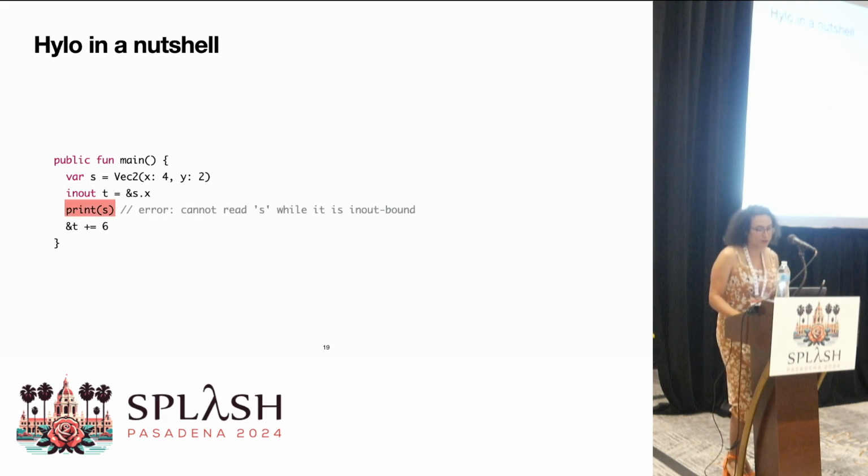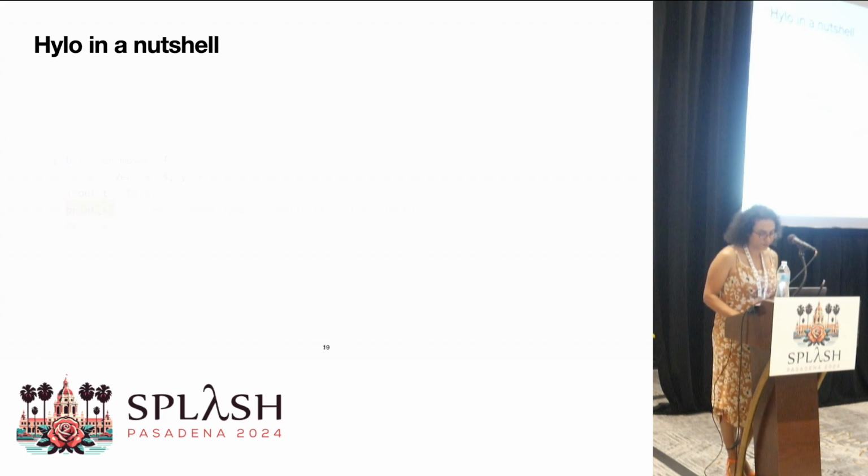So here the compiler will complain that because we promised that T could behave as though it has exclusive access, then trying to break this promise by reading the value behind its back is as much of an error as the one that we had before.